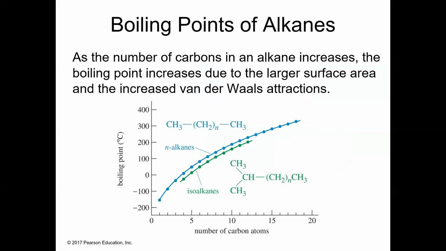Okay, in terms of physical properties, boiling points go up as the number of carbons increases, as the molecular weight increases. In blue, we have the normal alkanes. And in green, we have the isoalkanes, where we have a 1 carbon branch at the 2nd carbon. Branching lowers the boiling point. We also see a steady increase, but all of these are lower than the corresponding normal alkane.